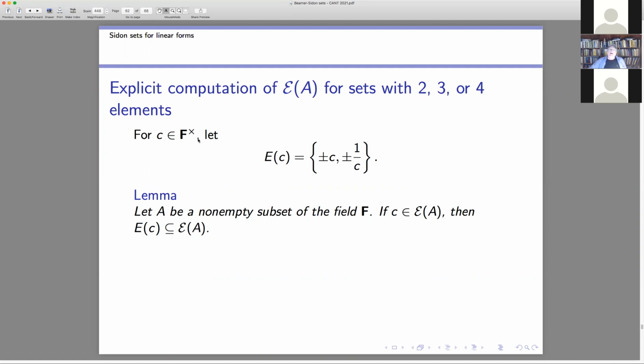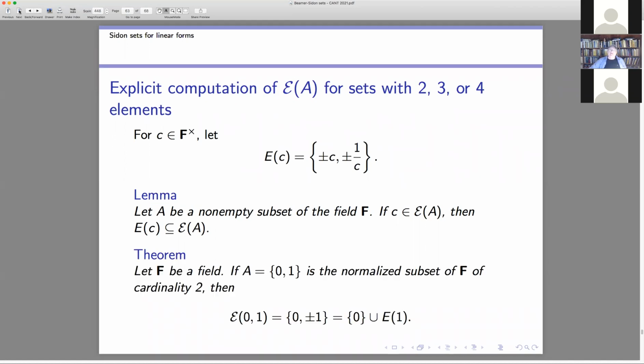So if you take a non-zero number c, E of c is this set with plus or minus c, plus or minus 1 over c. So unless c is plus or minus 1, this has 4 elements. And you can show that if c is an exceptional number, then all 4 of these numbers are exceptional. And then you can actually make a list. Like, so for sets of cardinality 2, there are just 3 exceptional linear forms, binary linear forms.